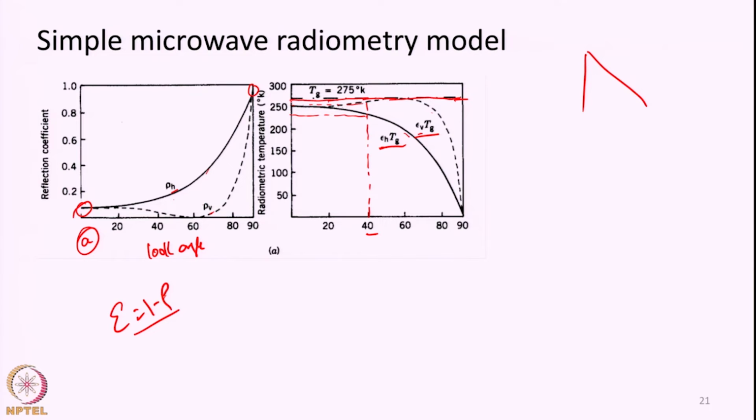So these things have to be taken care of when we observe a surface and use that brightness temperature for different applications.